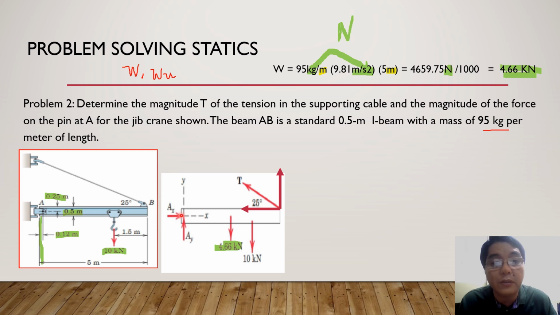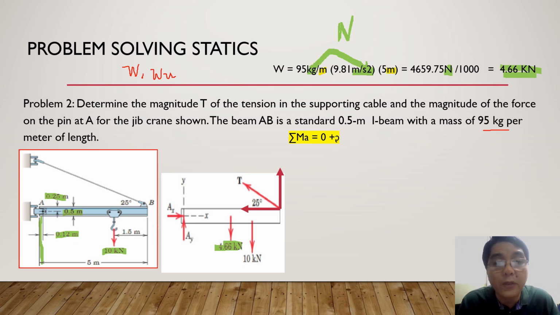Vertical at horizontal lang ang reaction. Wala siyang moment, ano? Uulitin ko. So, we can sum up moments at point A and equate that to 0 so we can get T. So, let us try that. Summation of moments at point A is equal to 0. Clockwise moments to be positive.